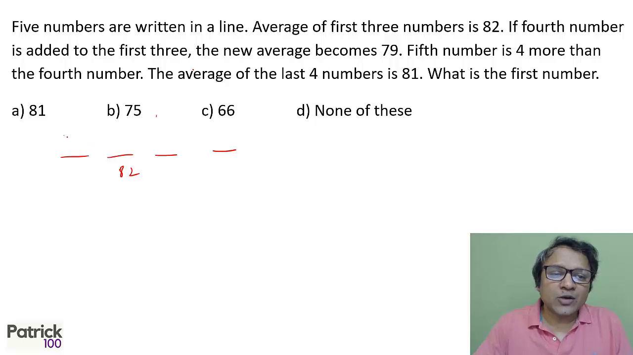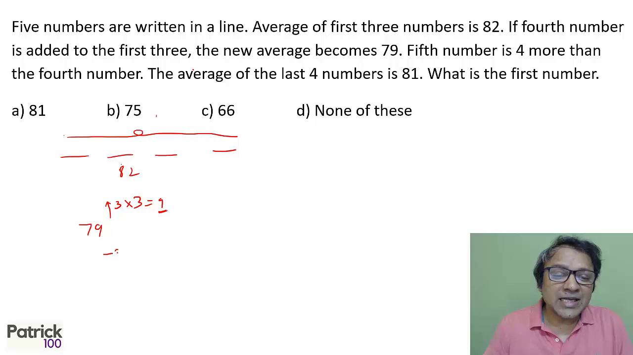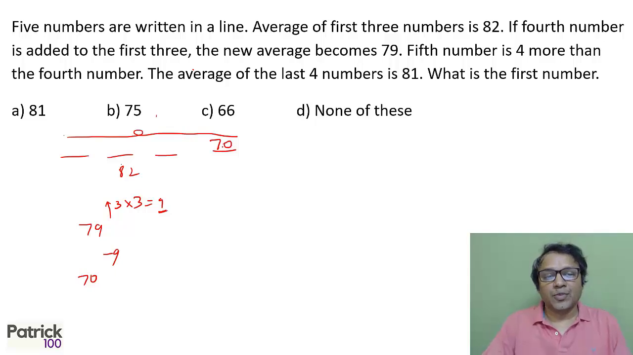Now, one way of calculating is the average of the first four is 79. Three of them are 82. That means three of them are 3 more than the average. Three threes are 9 more than the average, because 82 is 3 more than 79. So the last number should be 9 less than average. So it should be 79 minus 9, 70. That means the fourth number will be 70.